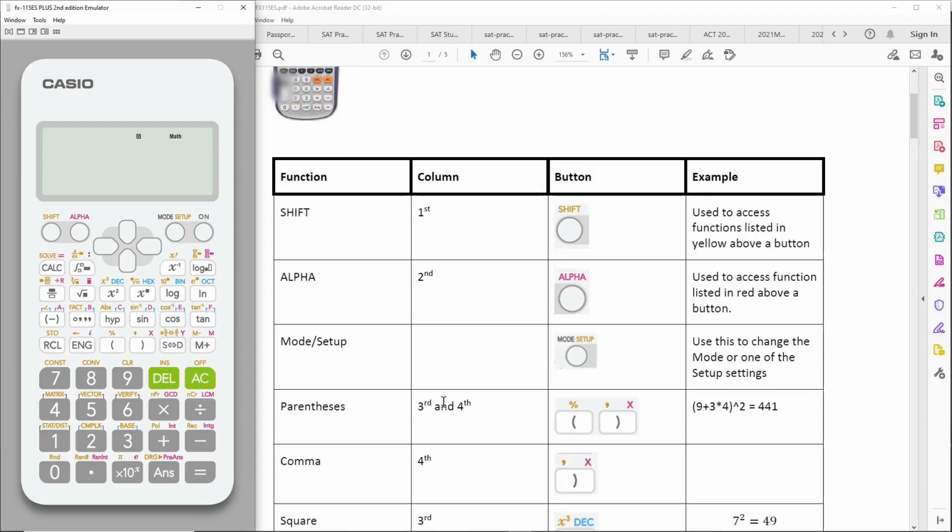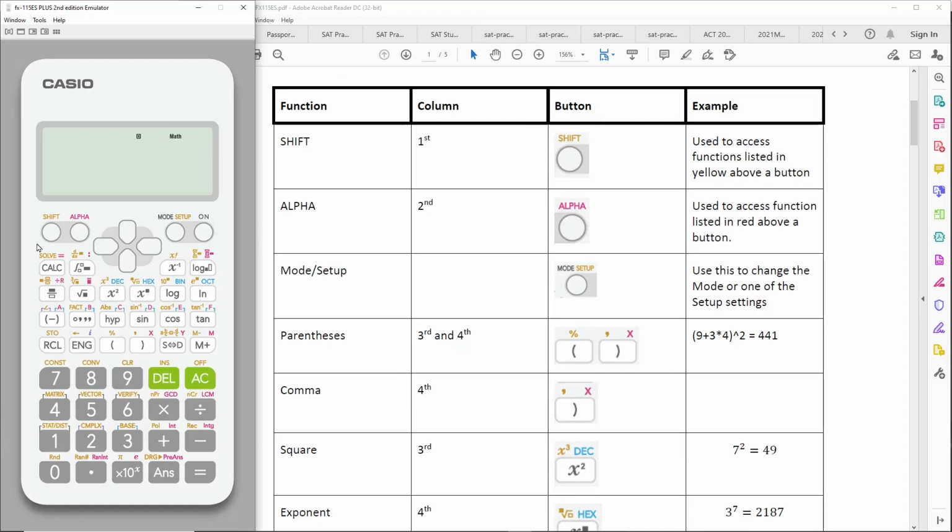Alright, so the first thing to know is your shift button. That's going to be on the left side here. Another button right next to it is alpha. The shift button allows you to use a function that's on top of the button, like the solve you see here, or the exclamation point. So you use shift and press that button to get the second functionality of it. Or if you use alpha, you get to use what's in the red there. So shift to do what's in the yellow, alpha to do what's in the red.